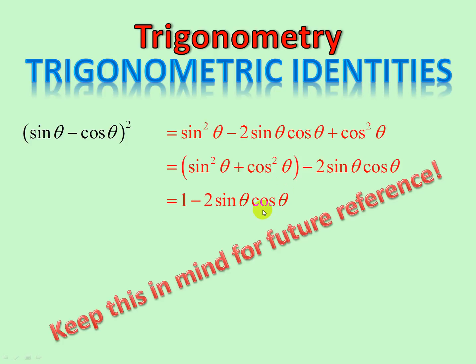Now, I say keep this in mind for future reference because you will often in the future see 1 minus 2 sine cos, or in fact 1 minus sine 2 theta, which later you'll find is another form of this, and you need to go back the other way to get to there.